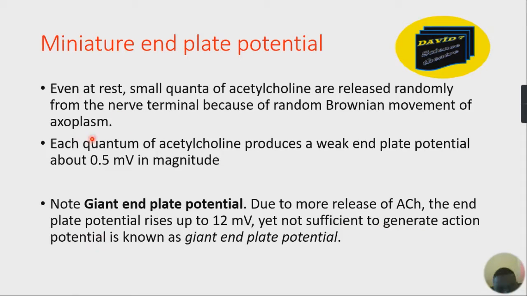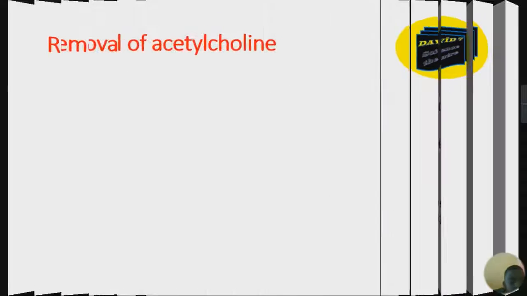Okay, so if we look at this, when we are at rest, some quanta being released cause 0.5 millivolts. But there are times when the end plate potential rises to 12 millivolts, and yet it won't be able to cause an action potential. This is what we call a giant end plate potential.